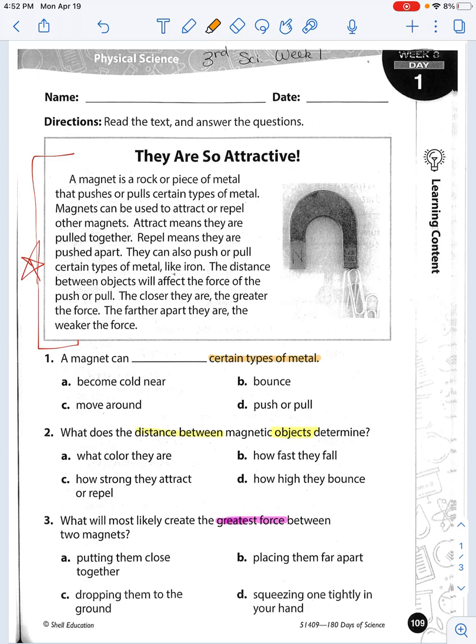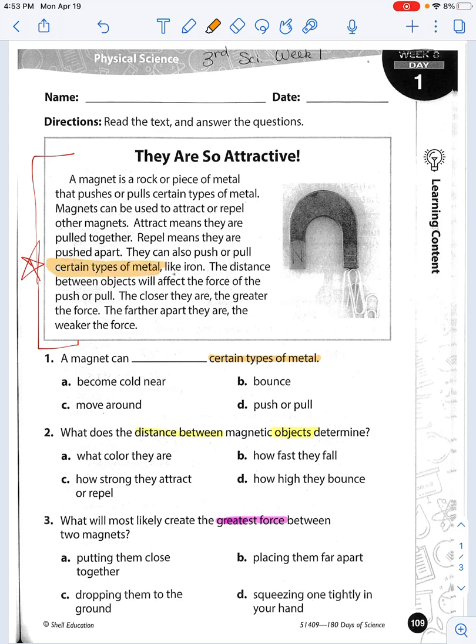So if I look at the first sentence, a magnet is a rock or a piece of metal that pushes or pulls certain types of metal together. That might include certain types of metal, but does that tell me what those certain types of metal do? No. So I need to keep reading. Magnets can be used to attract or repel other magnets. Does that include certain types of metal? No. Attract means that they are pulled together. No. Repel means they push apart. No. They can also push or pull certain types of metal like iron. Yes, certain types of metal.